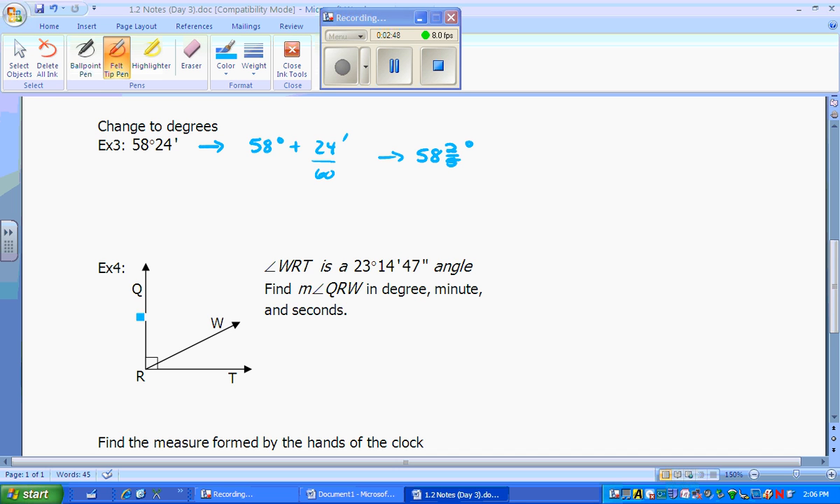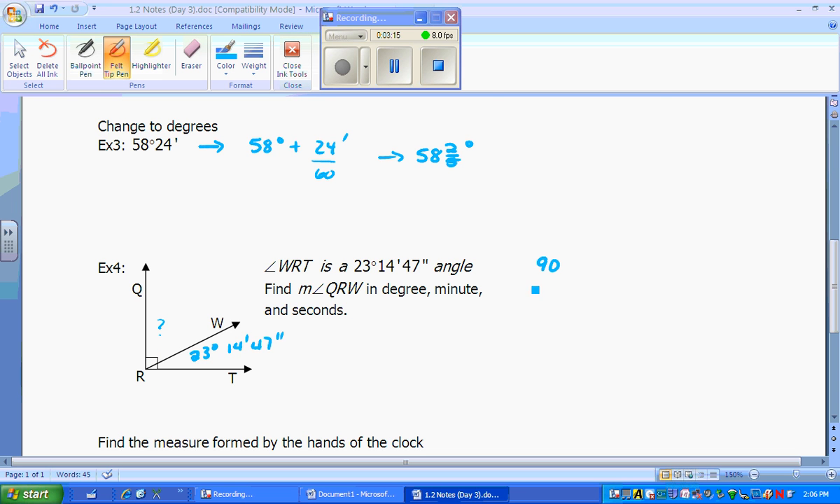Example 4. We know that angle WRT is 23 degrees, 14 minutes, and 47 seconds. Angle QRW is what we want to find. And we know that QRT equals 90 degrees because of the right angle in the corner. So we could find what's missing by subtracting 90 from this number right here.